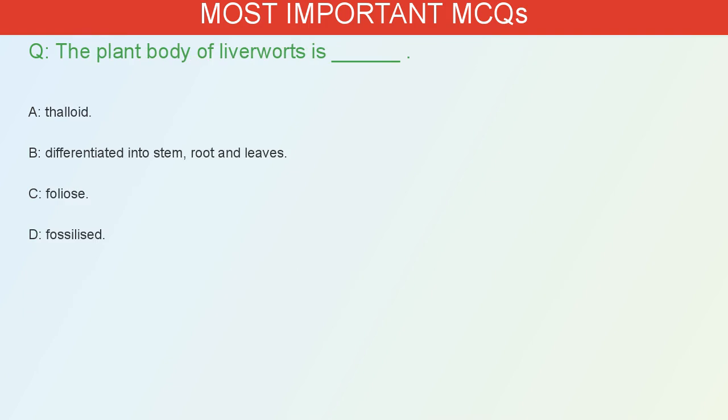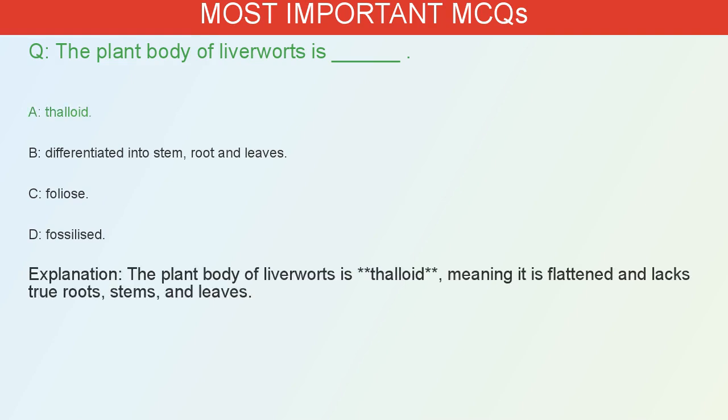The plant body of liverworts is ____________. A. Thalloid. B. Differentiated into stem, root and leaves. C. Foliose. D. Fossilized. The correct answer is A. The plant body of liverworts is thalloid, meaning it is flattened and lacks true roots, stems, and leaves.